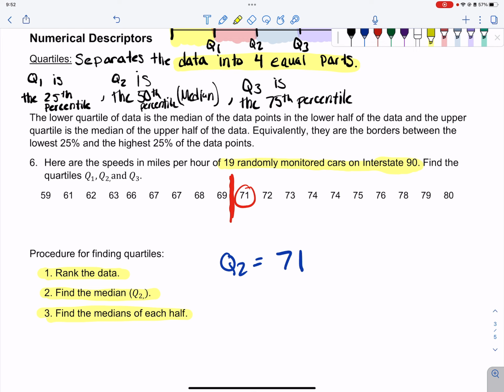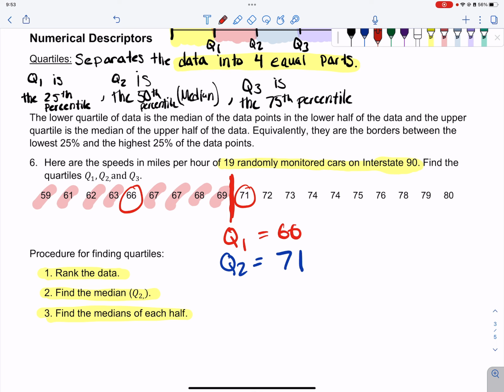So everything less than that, and now let's find the median of this portion of my data set. If I cross one off from both sides, I get a middle value here of 66. And that is going to be my Q1 for this data set. Q1, because it's on the lower end of my data.